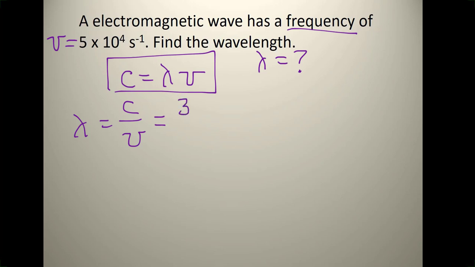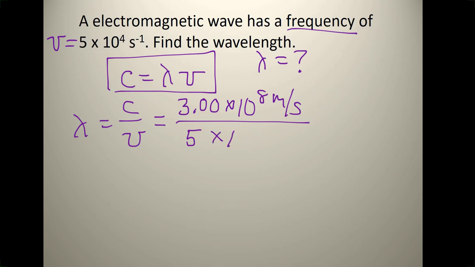So the speed of light is 3 times 10 to the 8th meters per second. And my frequency given to me is 5 times 10 to the 4th. And that s to negative 1 is 1 over s. So you can see that your seconds is going to cancel, and my unit is going to be in meters. So we take 3 times 10 to the 8th divided by 5 times 10 to the 4th. Make sure you use your exponent button on your calculator. So don't use the caret button.